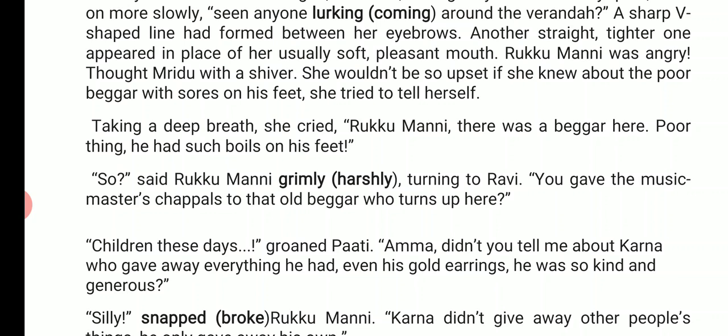on his feet. "So," said Rukmini grimly, turning to Ravi, "you gave the music master's chappals to that old beggar who turns up here." So now Rukmini, in her anger, said that, okay, if that beggar has wounds on his feet, then you will give somebody else's chappals to him. Matlab kisi ka bhi saman utha ke aap de denge.